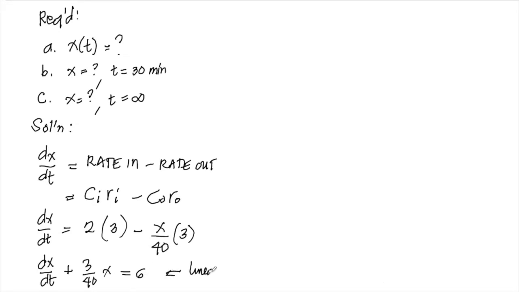So this is linear in x. So yung independent variable mo is t. That's why yung p as a function of t mo dyan is 3 over 40. And your q as a function of t is 6. And kahit constant yan, it still represents the independent variable na t. Okay, why did I write this one? Para ma-determine natin yung integrating factor. That's the next step in solving for linear equation. Yung una is you put the equation into standard form and then you solve for the integrating factor.